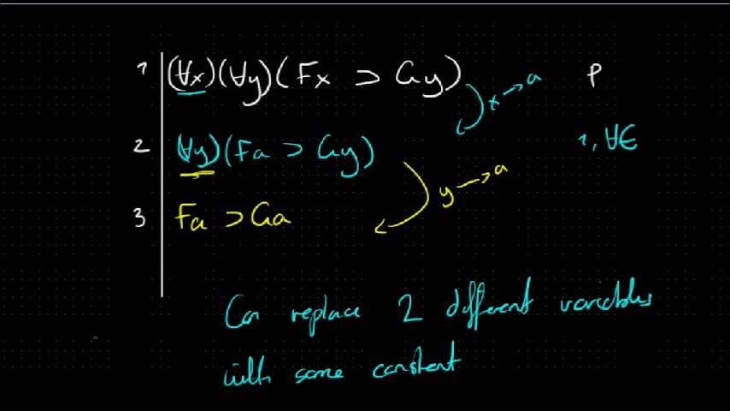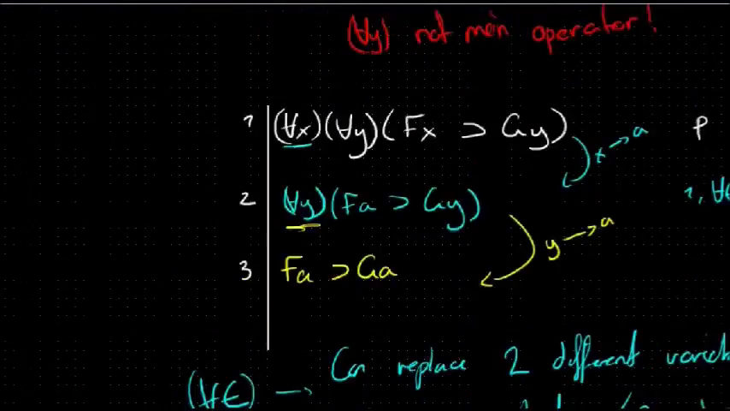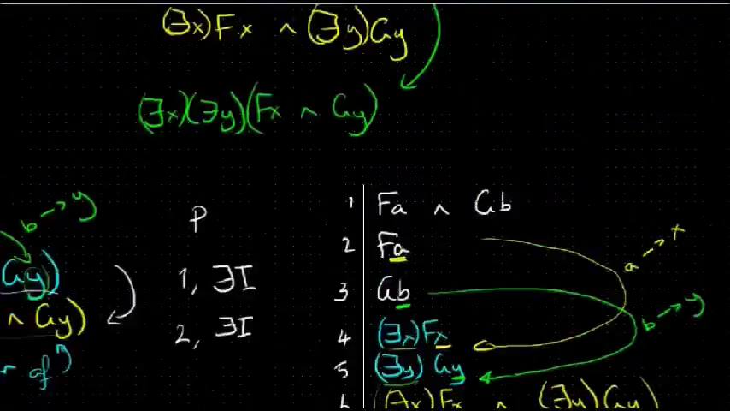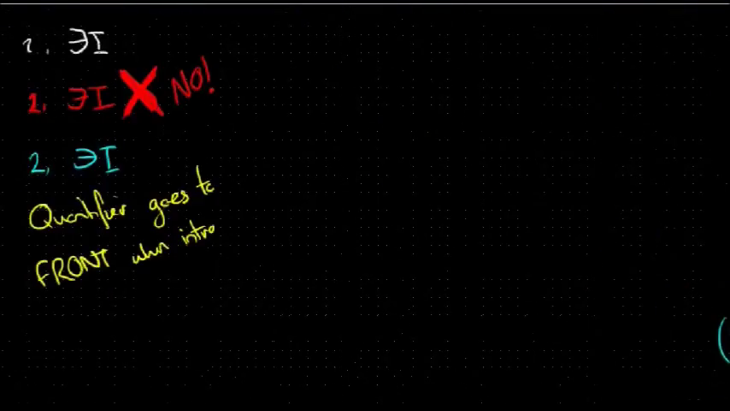So that's where universal eliminations are concerned. Okay, that's in 2 steps, right? It's not like we could do that in 1 step. It's that we could get rid of the x's and turn them into a's, and then we could get rid of the y's and turn them into a's as well. Okay, so now let's have a look at a proof that involves these 2 rules. So we've got our existential introduction rule and our universal elimination. Let's look at a proof that involves them both.